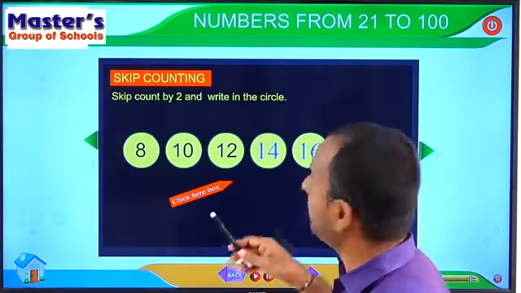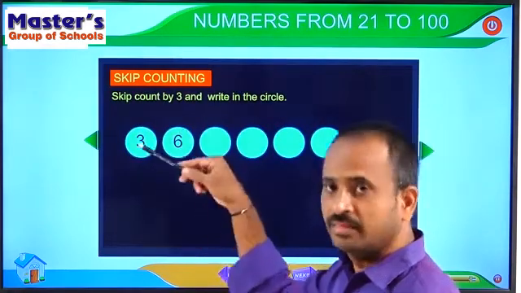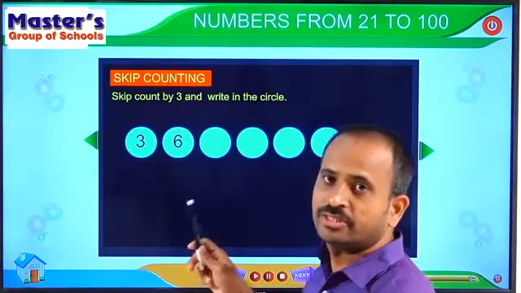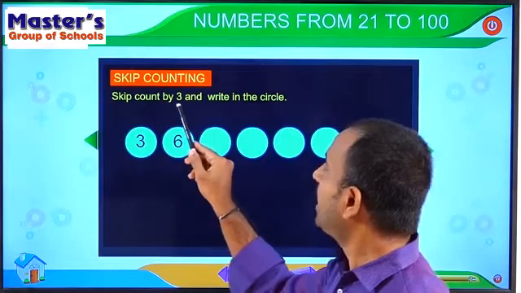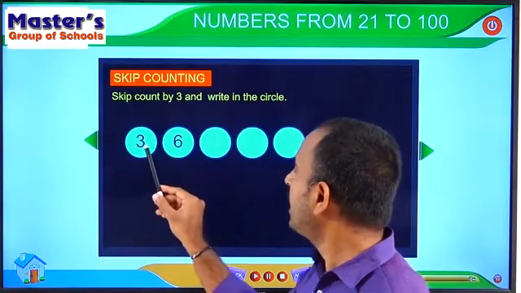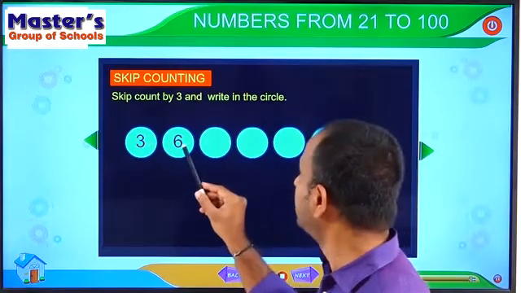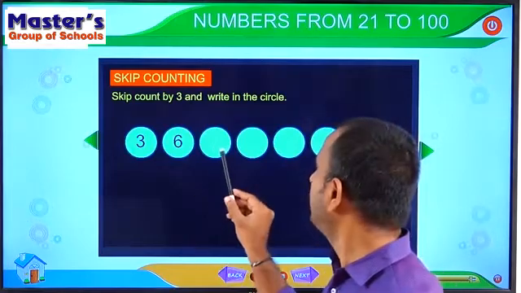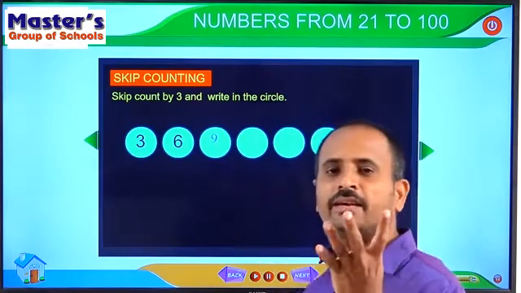So let us see another example. On skip counting, children, see skip count by 3. That means we have to add 3 to every number. Then we will get the next larger number. So here the first given number is 3, and then we have to add 3, because skip count by 3 means we have to add 3 to the given number. So add 3 to the 3, we will get 6, and again add 3 to the 6. So after 6 comes 7, 8, 9. So we will get 9, and again add 3 to the 9. So after 9 comes 10, 11, 12.